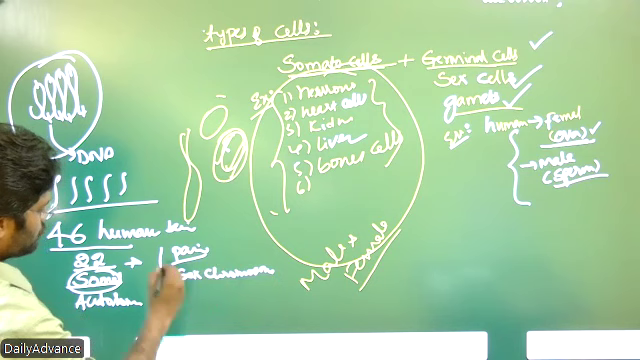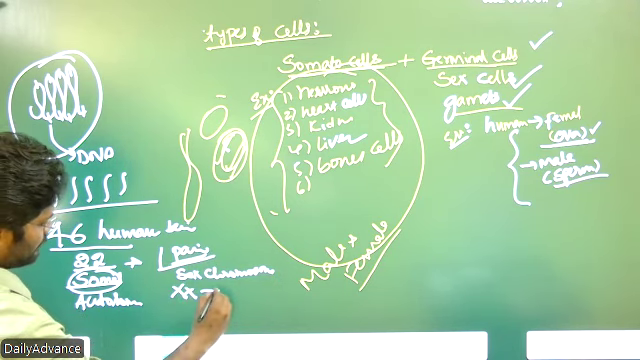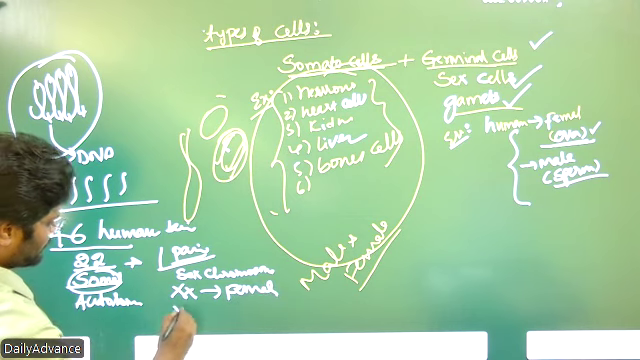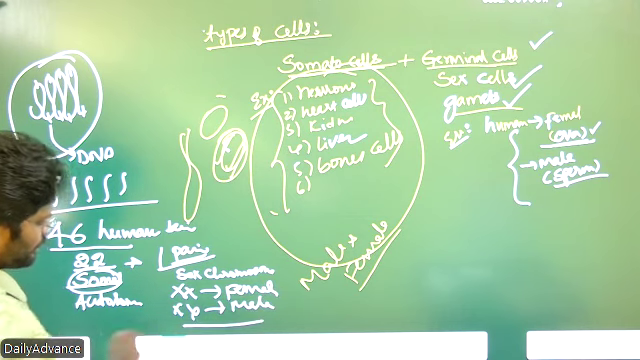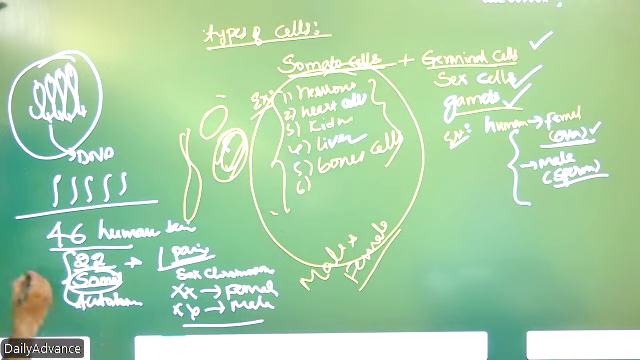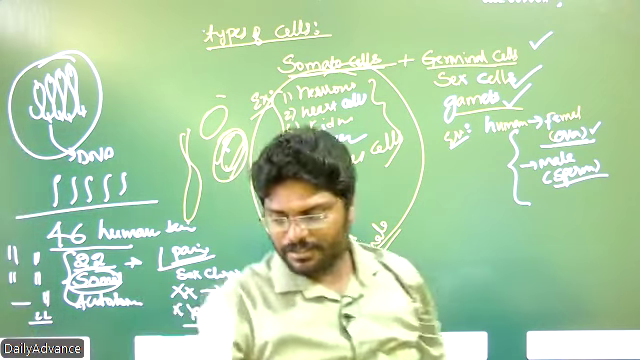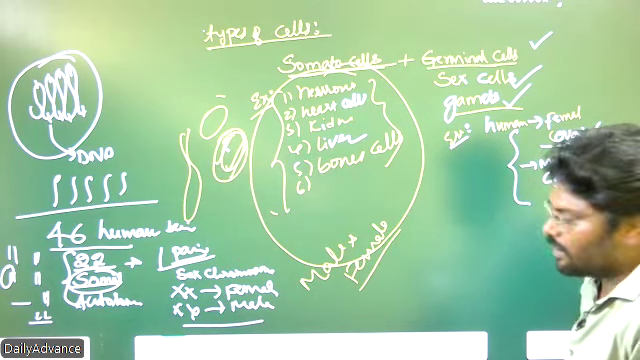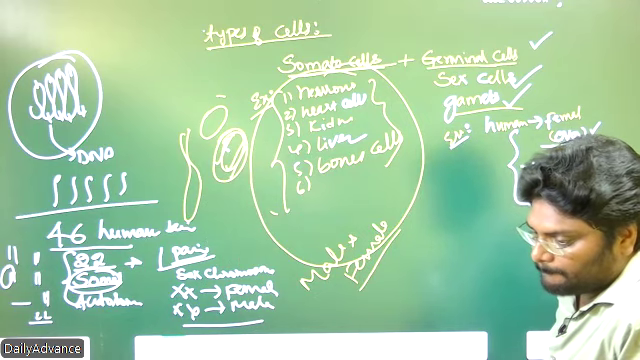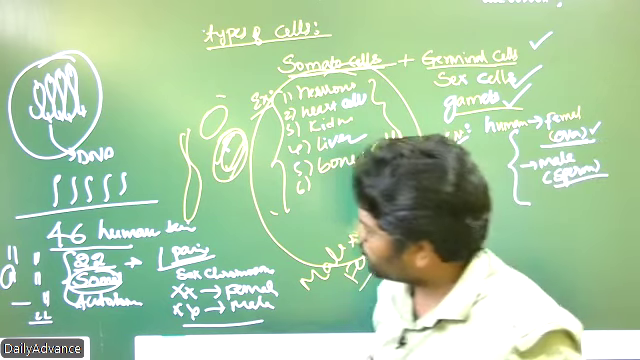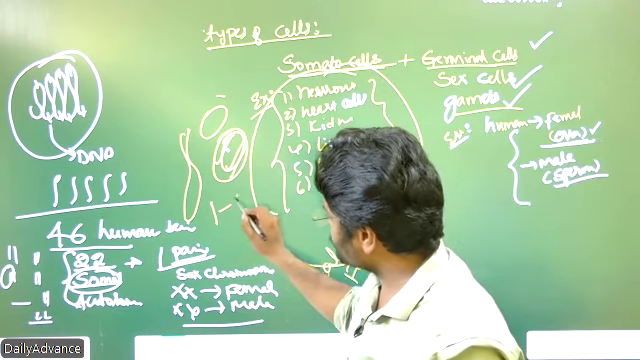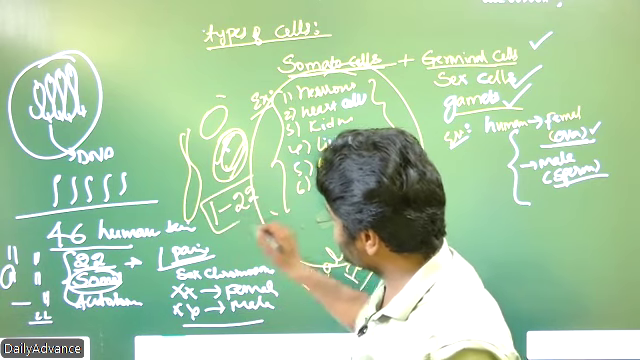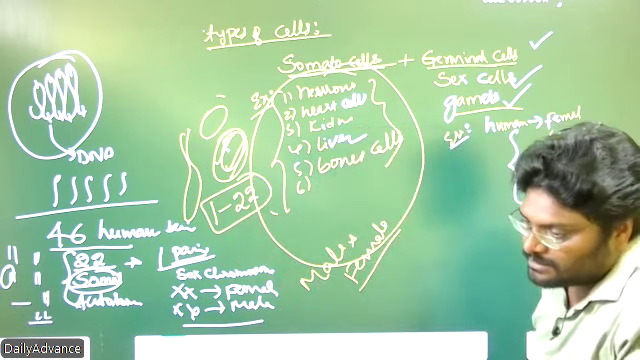Sex chromosomes might be XX for female and XY for male. This is the one pair. The remaining 22 pairs are the first pair, second pair, third pair, fourth pair, and so on up to the 22nd pair. If I show you any one of these chromosomes and ask whether it is male or female, what would be your answer? The first chromosome pair to the 22nd pair, in every gender, are meant for the somatobody.